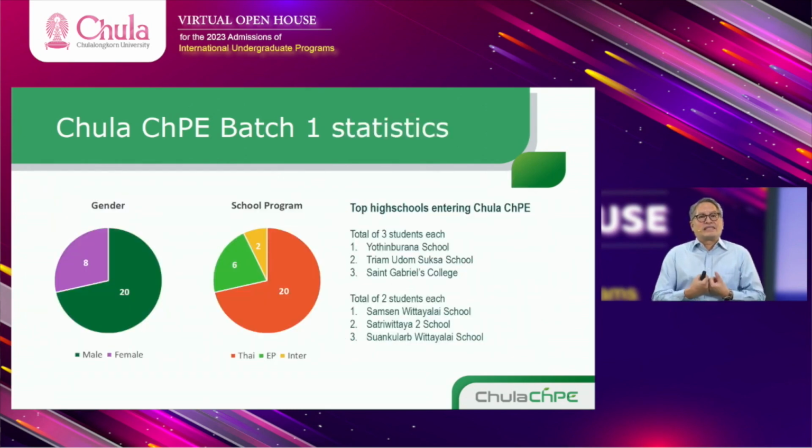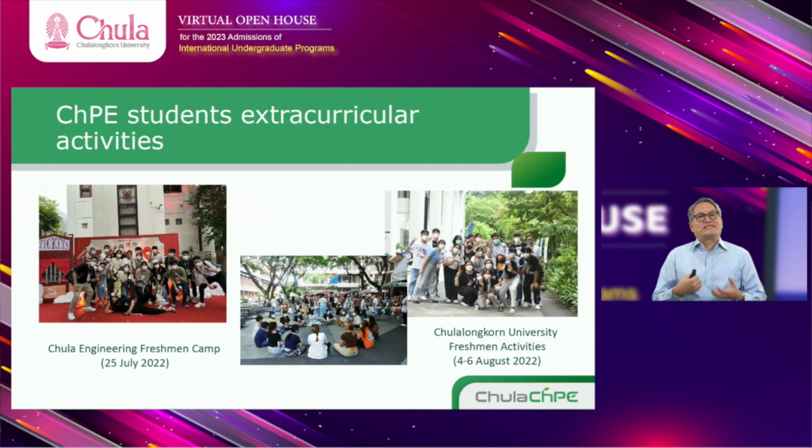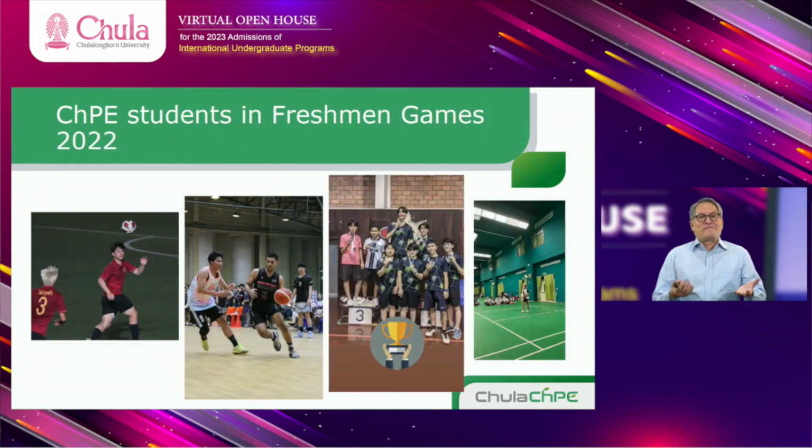So the statistics: we have 28 students in the first year. 20 of them are male and 8 are female. 20 of them are from the typical Thai high school program, 6 came from Thai schools with an English program, and 2 come from an international program. Our ChPE students also participate in many extracurricular activities. They do the freshman camp at the Faculty of Engineering and the Chulalongkorn University freshman activities. They participate in a lot of sports, like football, basketball, badminton, and table tennis. You will meet one of them right here.